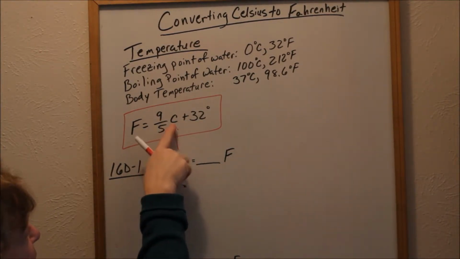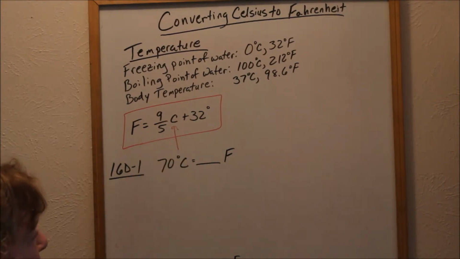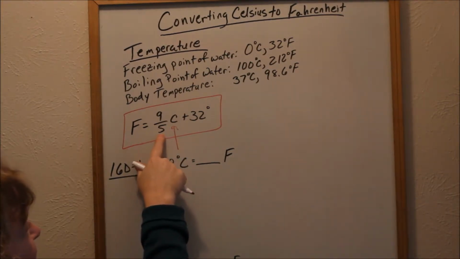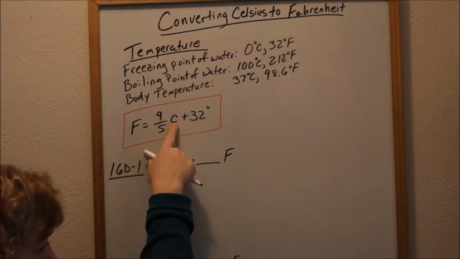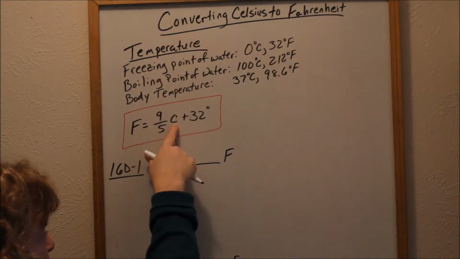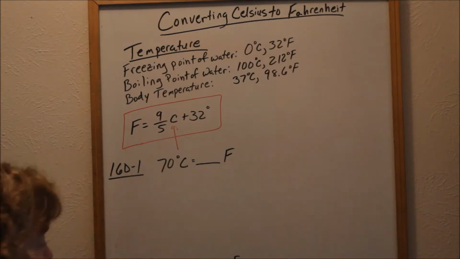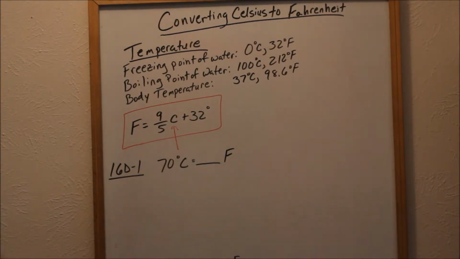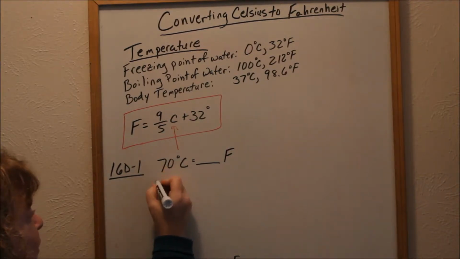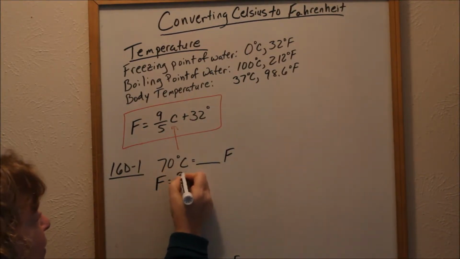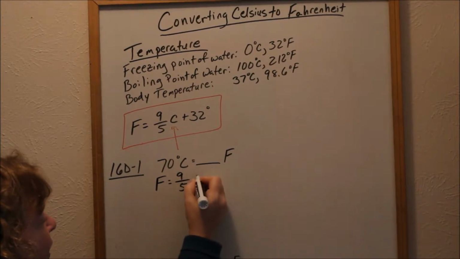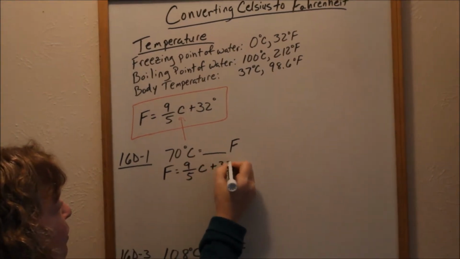When you see a number right next to a letter, that implies multiplication. This means 9/5 times the C. So 9/5 times whatever your Celsius temperature is. So look at 16D number 1. Of course, I'm always going to recommend you always write your formula. The more you write it, the more you're going to memorize it. So the formula is F equals 9/5 C plus 32 degrees.